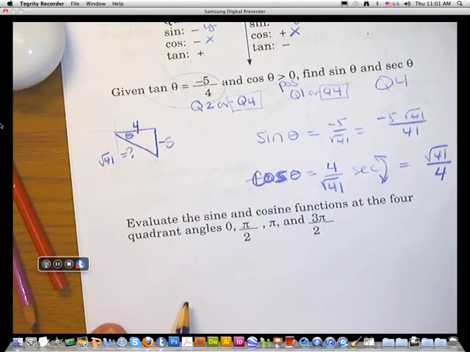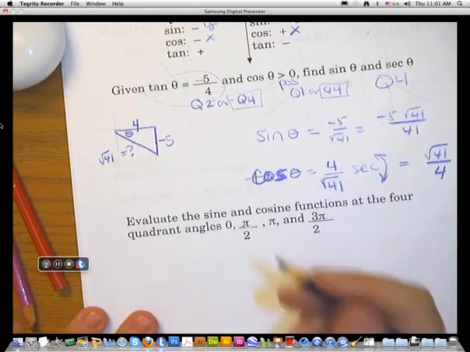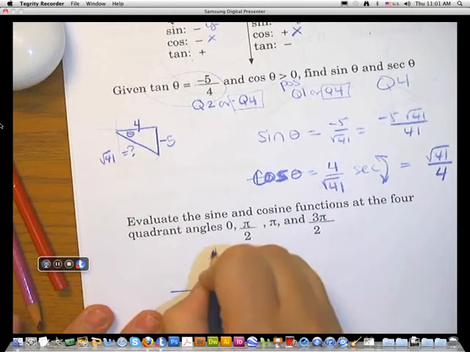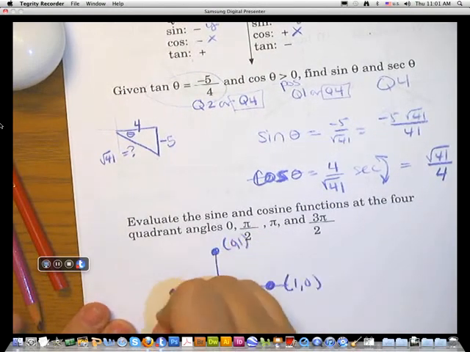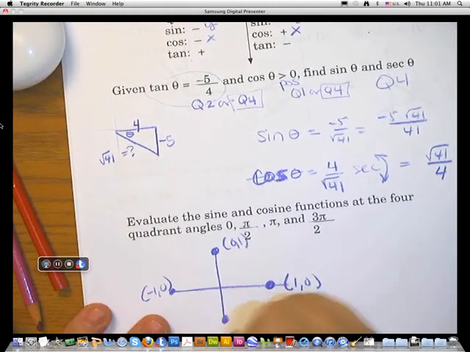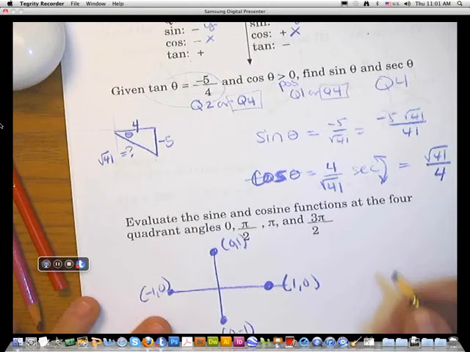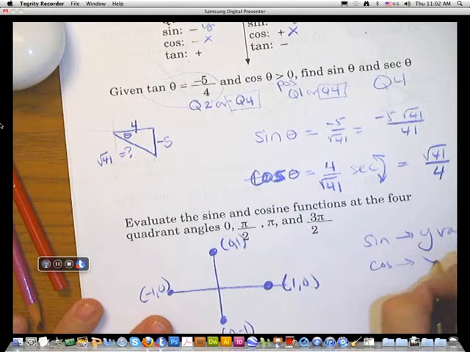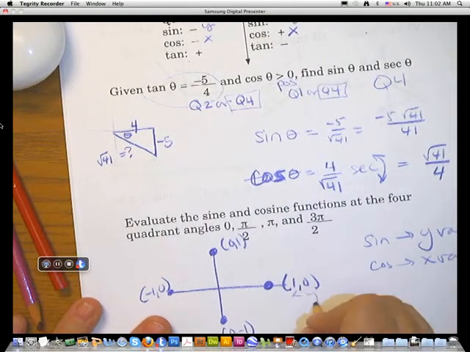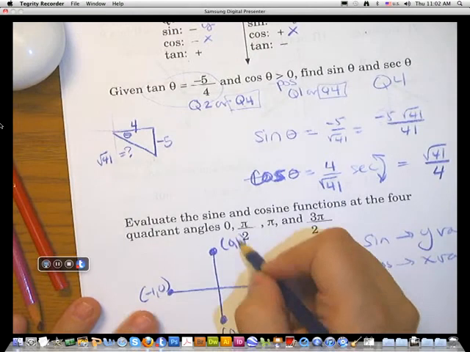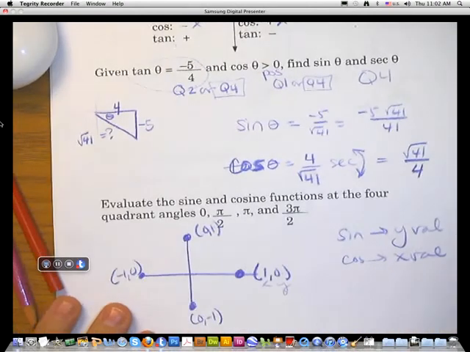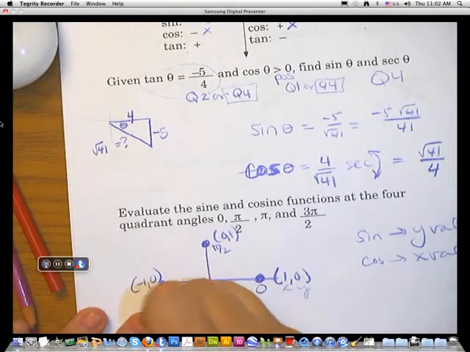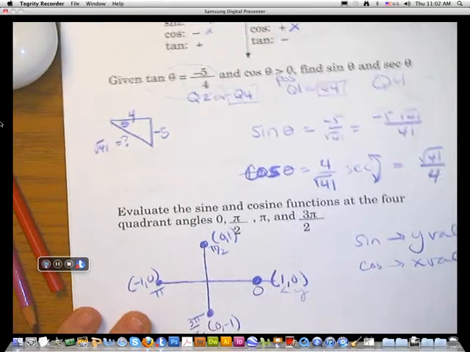Okay. Evaluate the sine and cosine functions at the 4 quadrantal angles. Quadrantal, so there's 1, 0, 0, 1, negative 1, 0, 0, negative 1. Remember, sine are your y values, and cosine are your x values. So go through them. There you go. Cosine, sine, cosine, sine, cosine, sine. 0, pi over 2, pi, and 3 pi over 2.